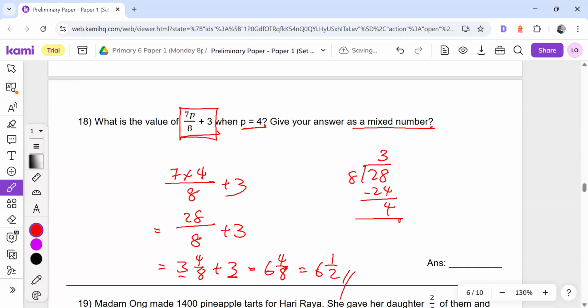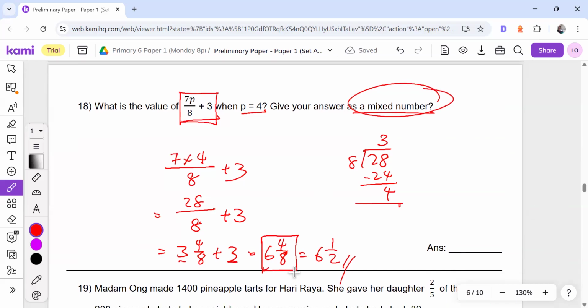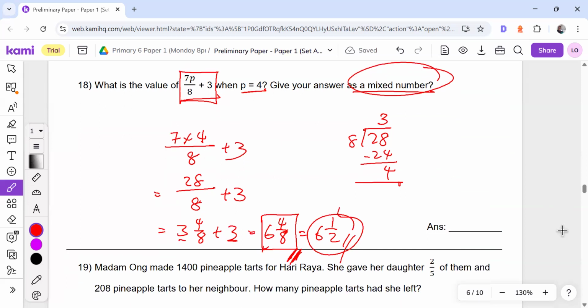If you write 6.5, the answer is wrong because it must be a mixed number. And if you write 6 and 4 over 8, you will still get it correct because the question never asks you to simplify. But if the question asks for the simplest form, then you must have 6 and 1 over 2. Understand? I'm sure everybody got this correct. Hopefully. But if not, make sure you know your mistake.